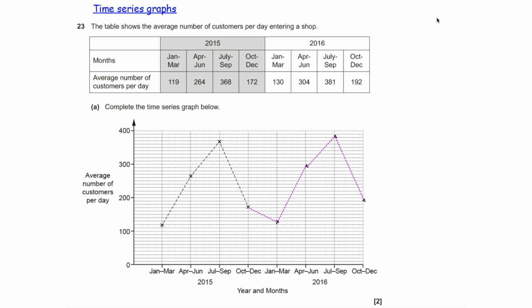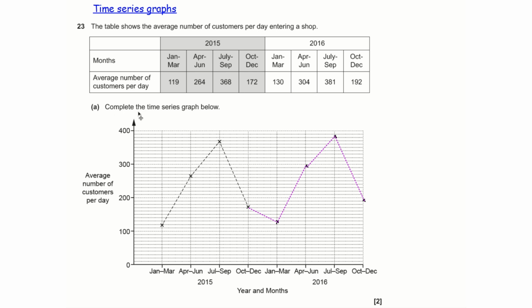Okay, so second exam question. Now I have done part of this already for us. So this time it looks really similar in the sense that we have got data on 2015 and 2016. This time it says that the table shows the average number of customers per day entering a shop. And if you noticed, well, it doesn't say quarter 1, quarter 2, quarter 3, quarter 4. It has been split into quarters for each one. Again, it's greyed where it's already been plotted, and what needs plotting is in the white.